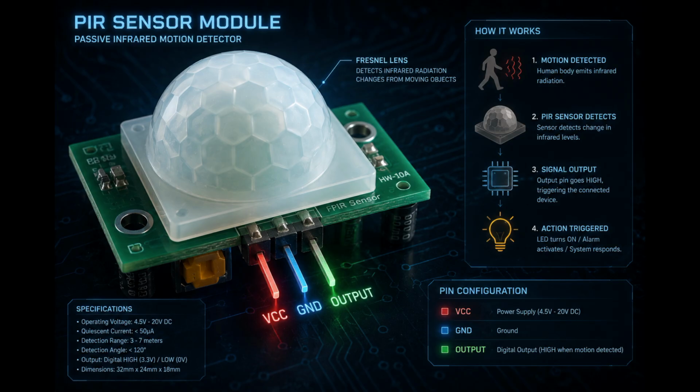Most PIR modules have 3 pins: VCC, GND, and output. VCC powers the module. GND is the ground connection. And the output pin sends a signal when motion is detected. Usually, the output becomes high for a few seconds after detection.